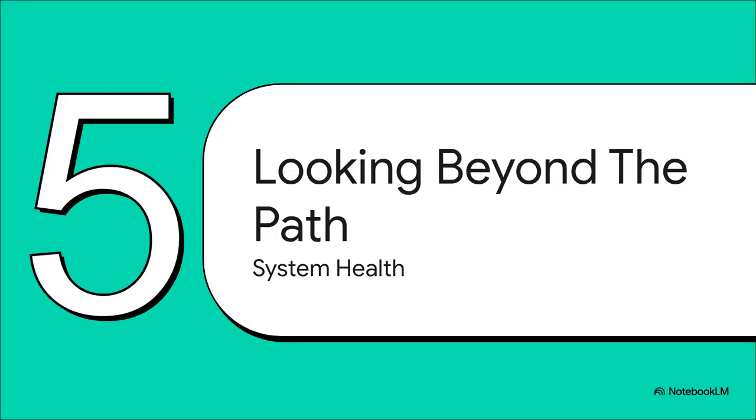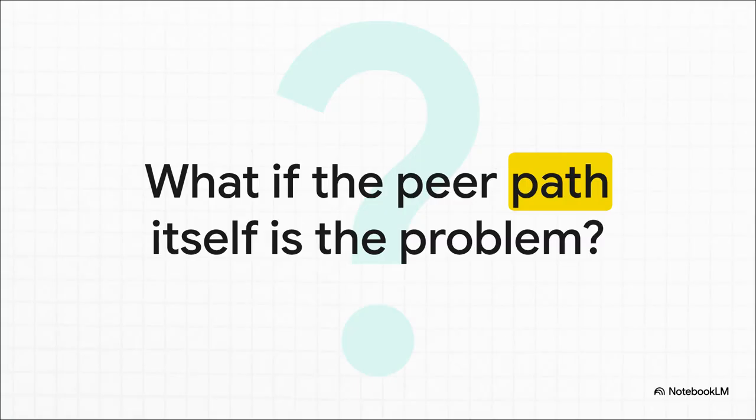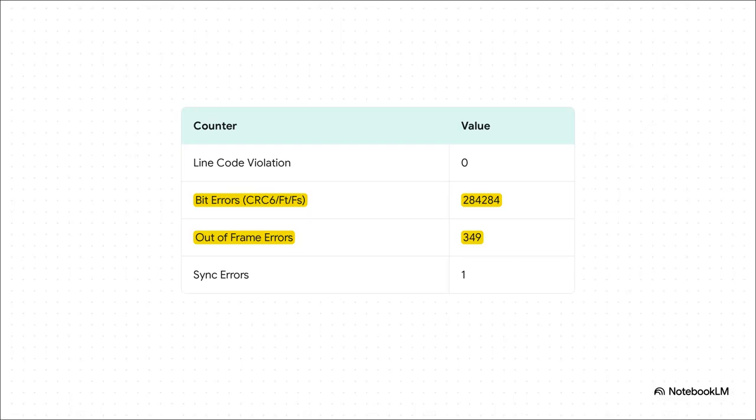Okay, but what if the path checks out? The service ping comes back clean, the trace looks great, but that user, they are still complaining. This is that frustrating moment when we need to broaden our investigation and start looking at the overall health of the system itself. You know, sometimes the problem has nothing to do with the SSR's logic. It's the underlying transport, the pipe itself. A classic example of this is an old physical T1 circuit. The link might be telling you it's up, but underneath, it could be just riddled with physical layer errors that are absolutely killing performance.